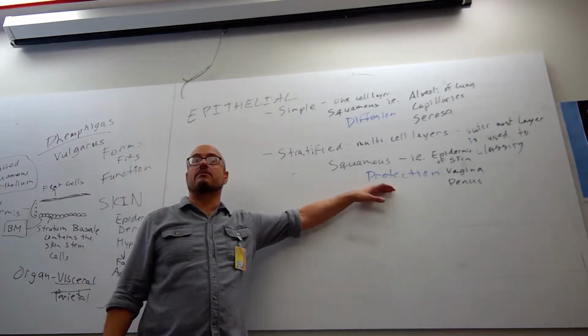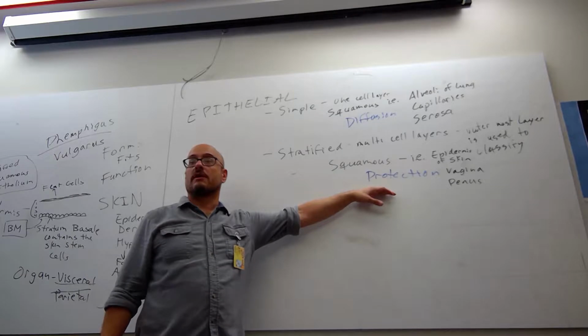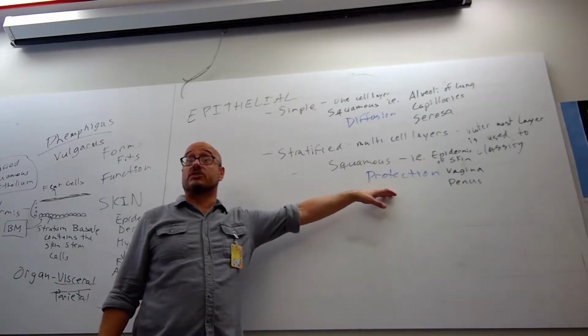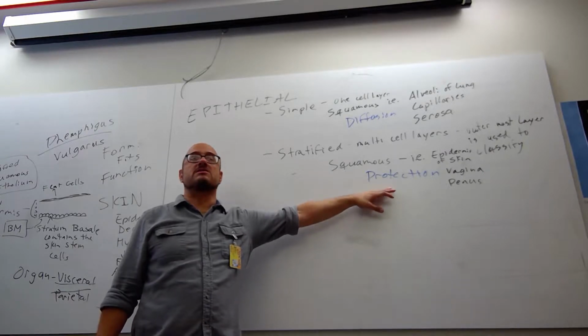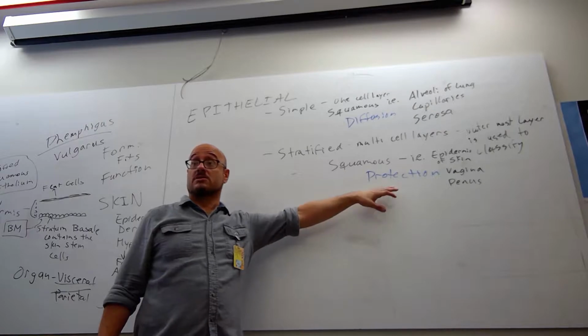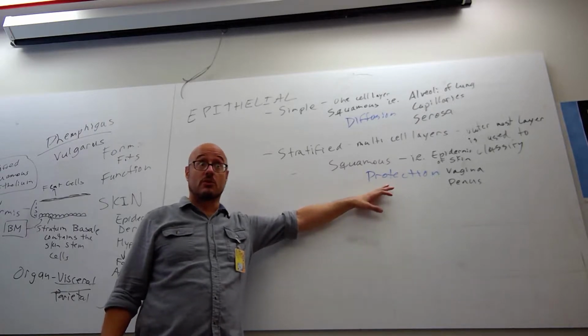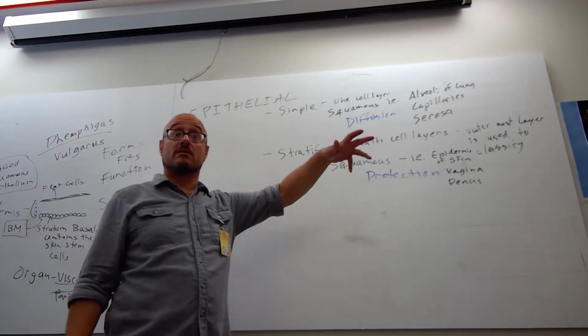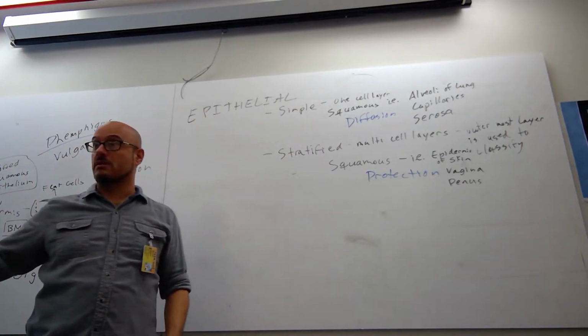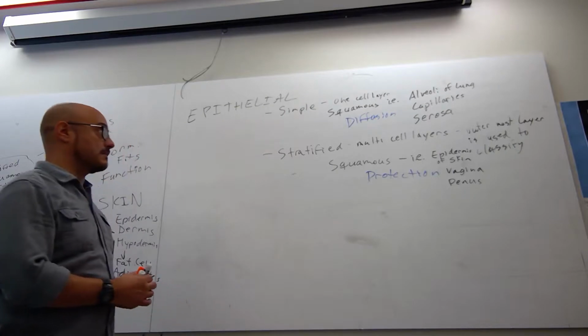It acts as a barrier, prevents fluid loss, right? Helps to fight infection. For skin, it's also involved with the synthesis of an inactive form of vitamin D. Okay? So the epidermis of skin has a huge role. It also produces melanin. There are cells in there called melanocytes. This is what gives you the brown color of your skin. And we'll talk about that.